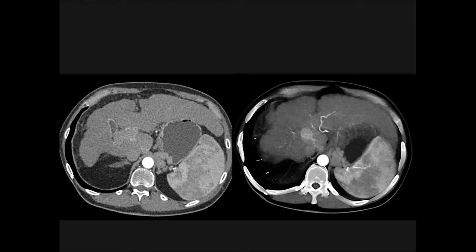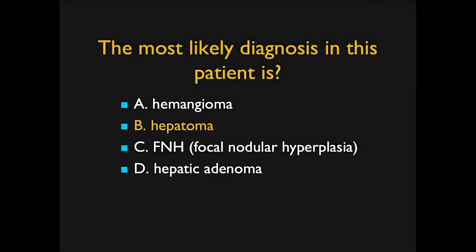You have a cirrhotic liver. Remember, we never call hemangiomas in cirrhotic livers. Plus, this doesn't look like a hemangioma. There's no peripheral puddling. FNH, the neovascularity to the lesion is not FNH. And the hepatic adenoma, if this was a hepatic adenoma, it would have been a hepatic adenoma that became a hepatoma. Cirrhotic liver, you're always thinking about hepatoma. And in fact, this was a small hepatoma with vascular invasion.